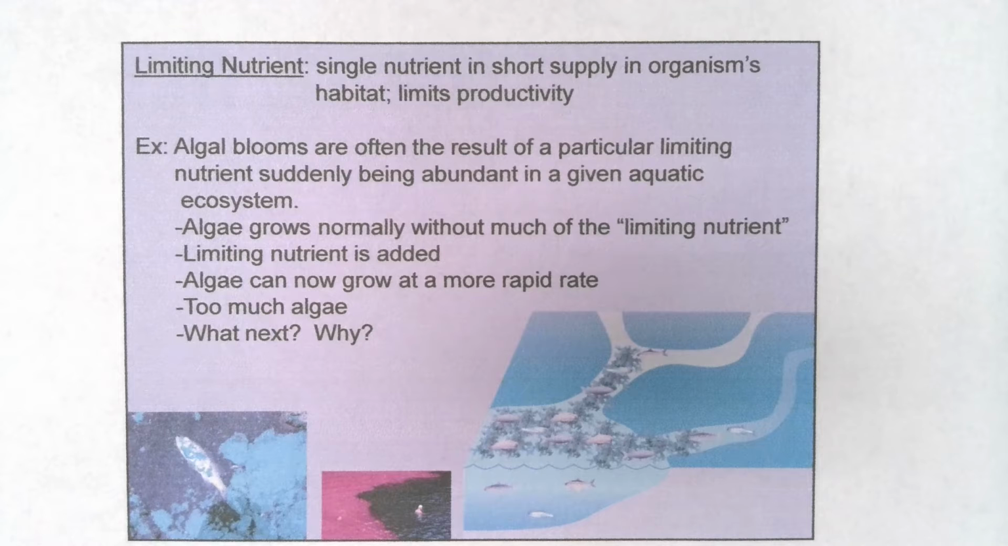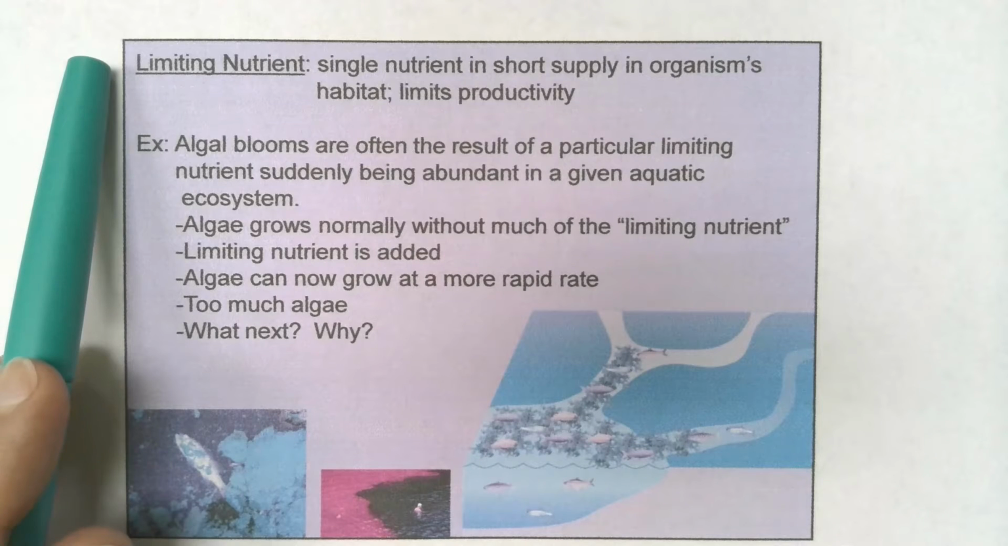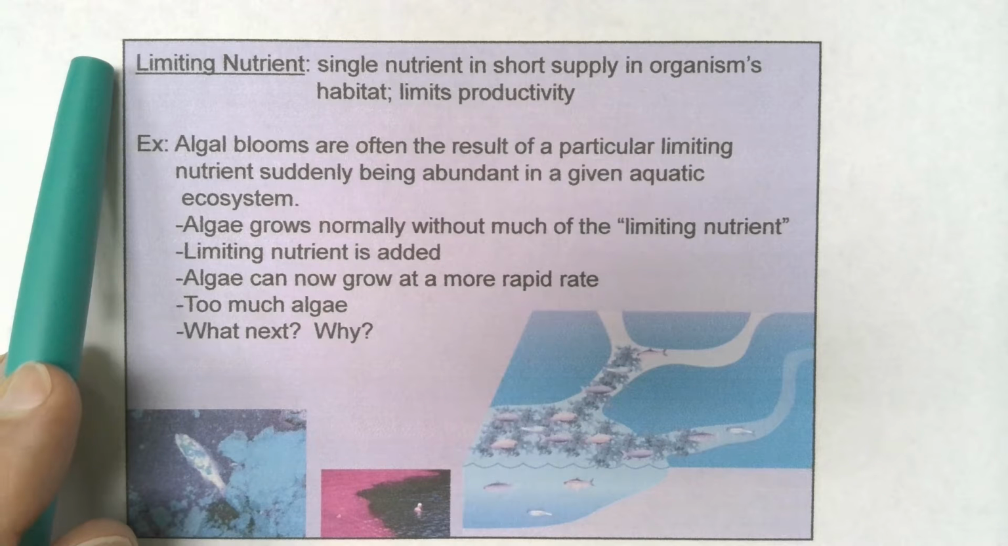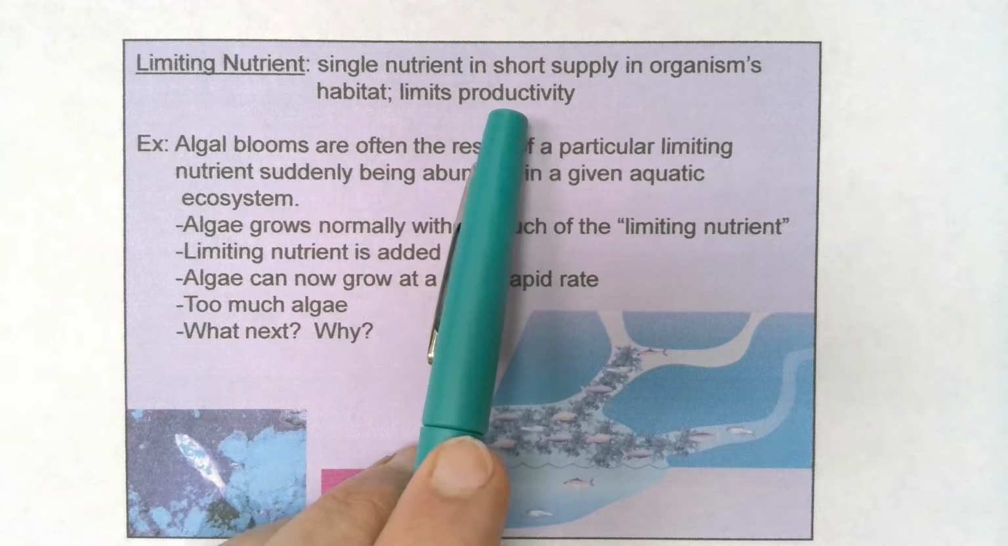So this ties into density independent and density dependent limiting factors, because notice it says limiting nutrient. By definition, a limiting nutrient in an ecosystem is a single nutrient that's in short supply in that organism's habitat, and so it's going to limit productivity. When we talk about limiting nutrients, we're typically talking about primary productivity here.